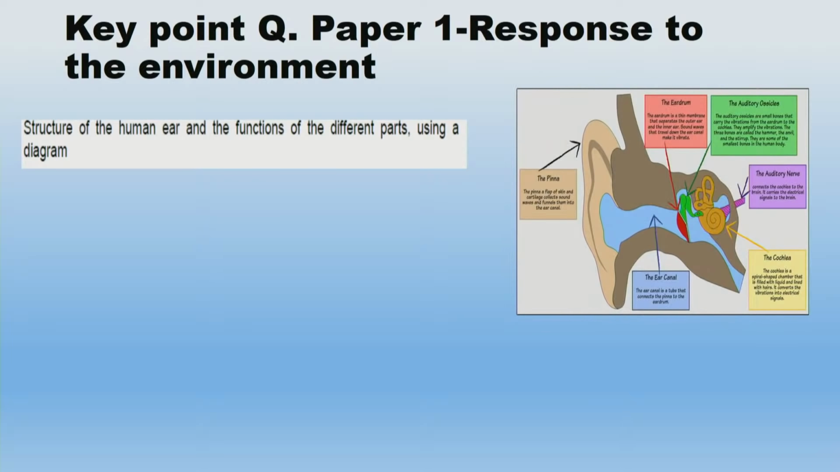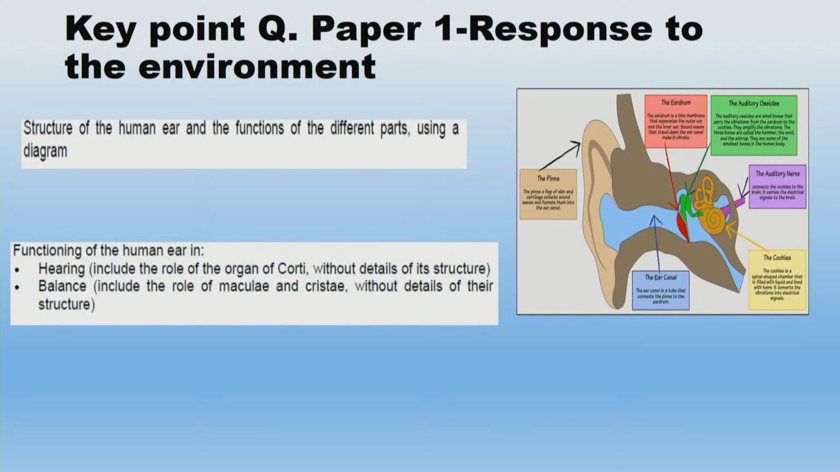And then we move to the structure of the human ear, still under human nervous system. So another thing which is very important, just make sure that you know this diagram, especially all those parts which are on your examination guideline together with the functions of those parts.